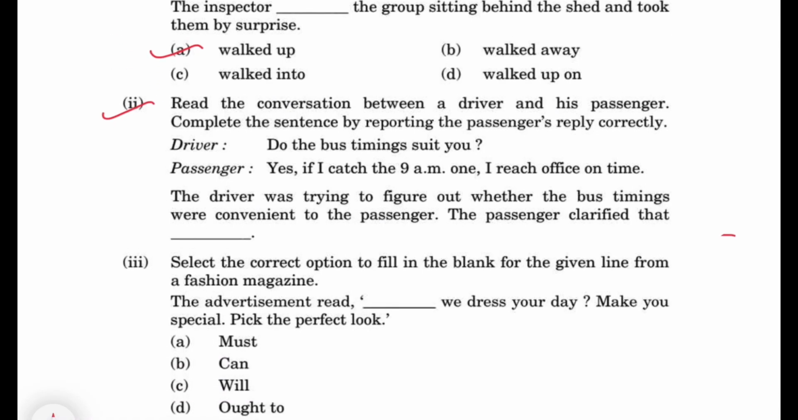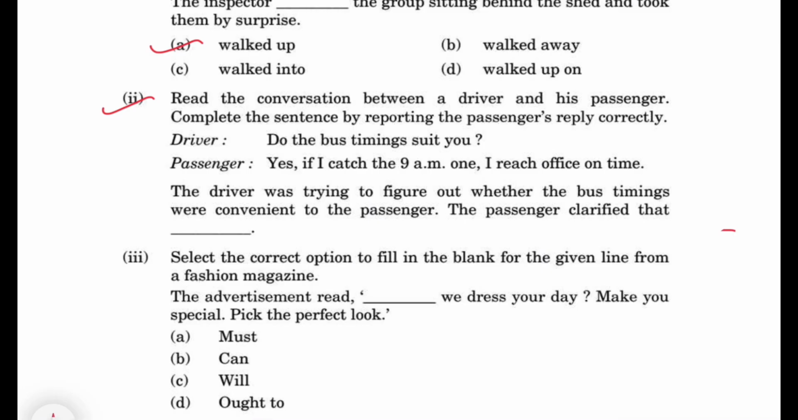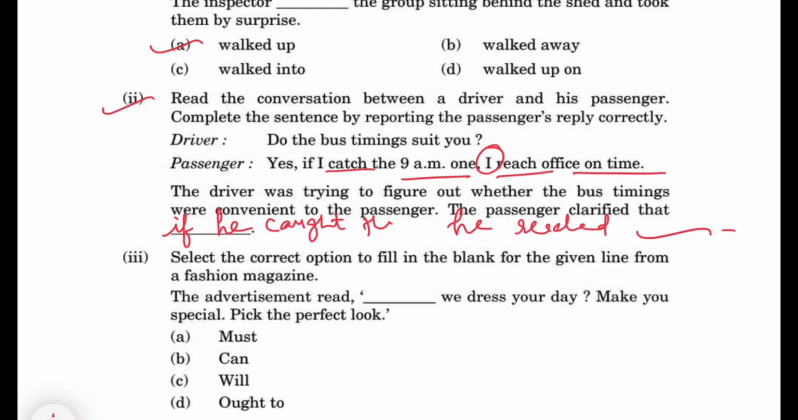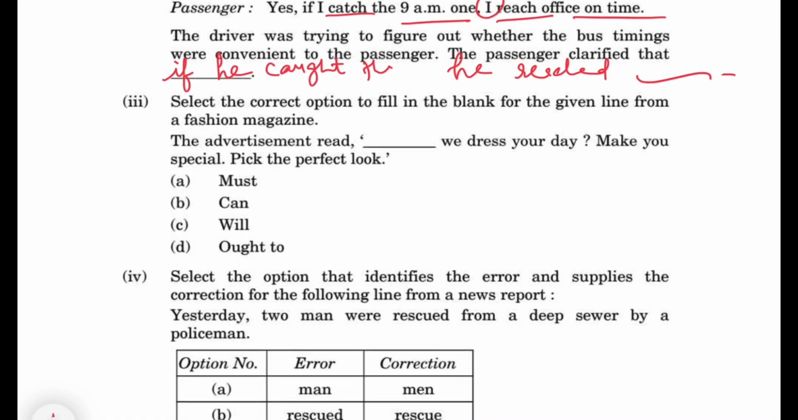Next is do the bus timing suit you? Passenger: yes, if I catch the 9 a.m. one, I reach office on time. The passenger clarified that if he caught the 9 a.m. one, he then reach first form, change into second form, reached office on time.